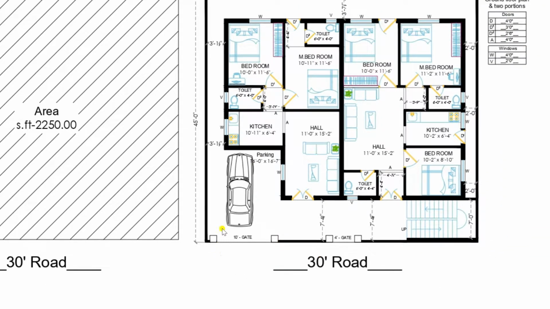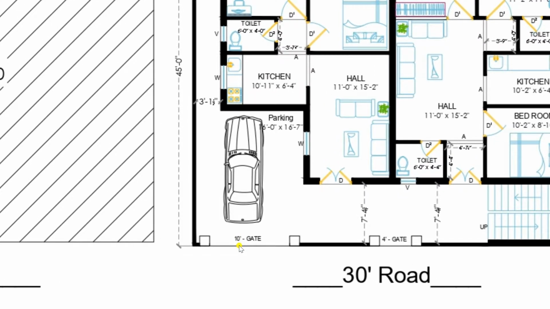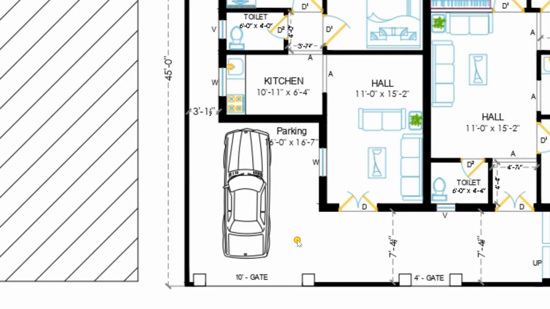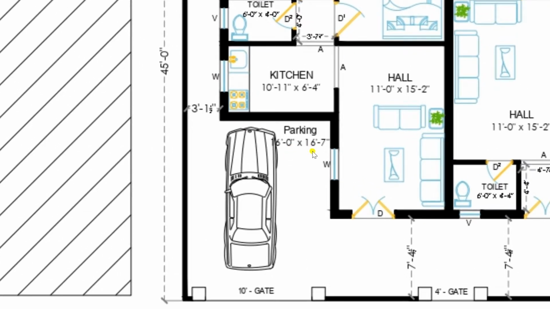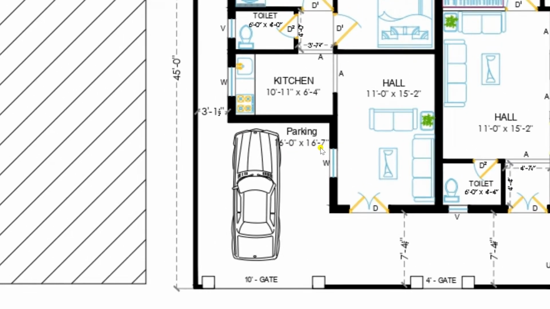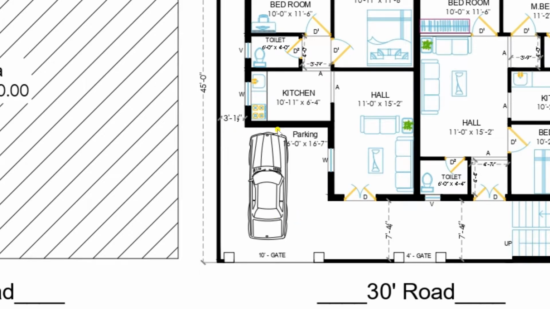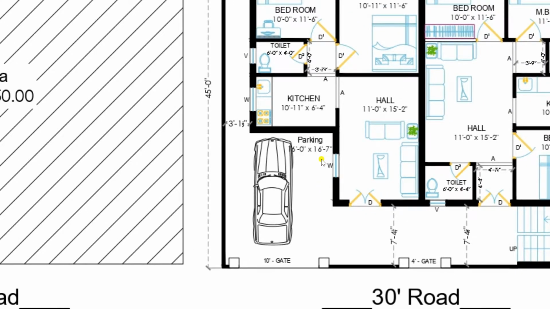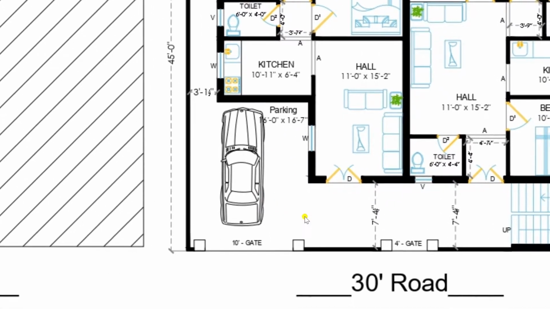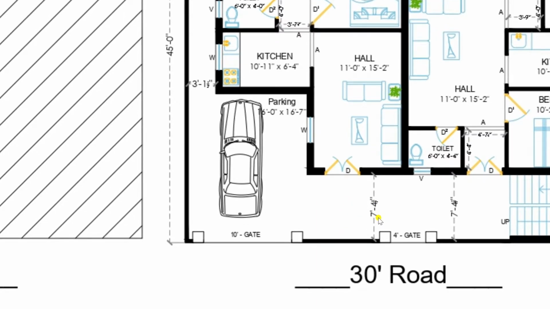Now let us see the first main gate, that is a 10 feet gate. This is a parking area of 16 feet by 16 feet 7 inches. This is a very comfortable parking for a car along with motor vehicles. Here you can view there is a balcony, also an open area lobby of 7 feet 4 inches.